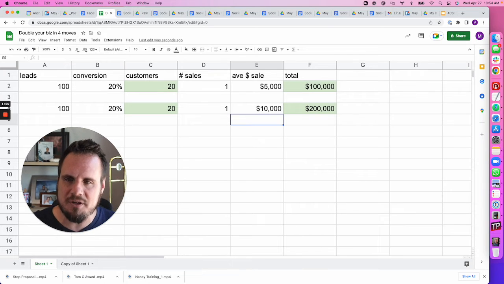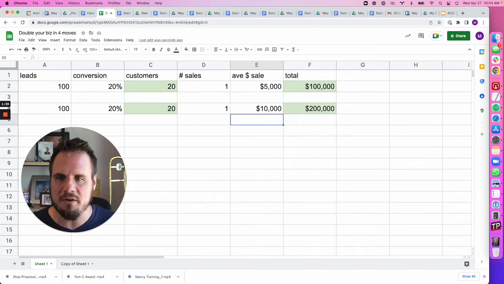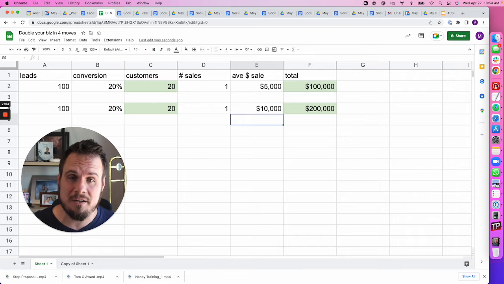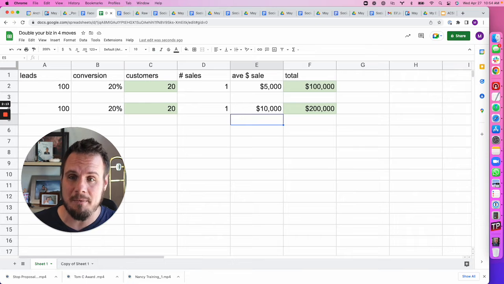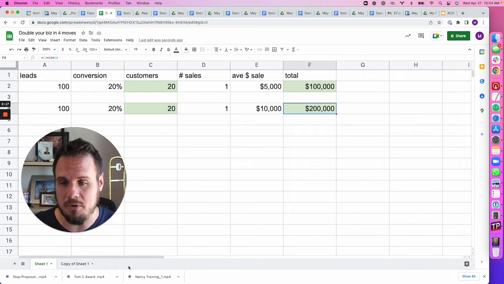But I imagine the idea of going from, say, 100 to 200 leads, or 20 to 40% conversion, or 1 to 2 sales, or $5,000 to $10,000 in average dollar sale, may seem like a bigger leap to actually go. But the beautiful thing is, because there's a multiplier effect happening here, we actually don't need to see a doubling of any one of these things in order to reach a doubling in our total. So let me show you what I mean.